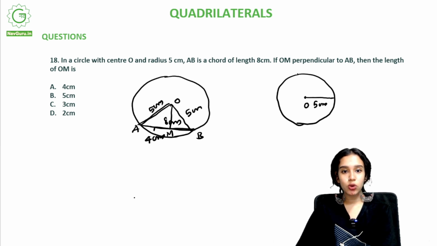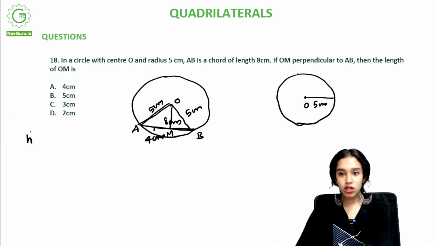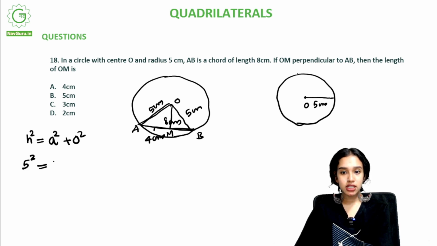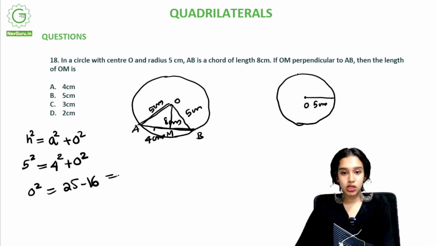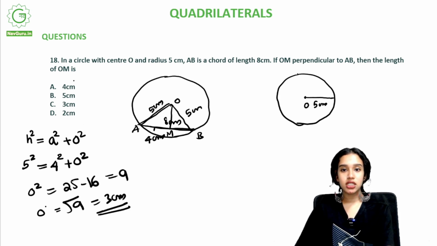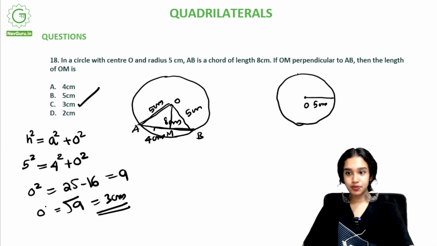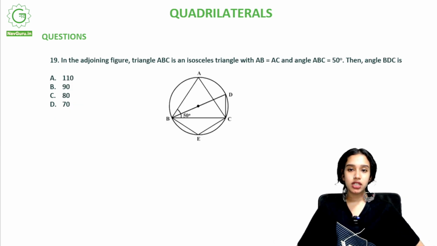Now we have to find OM. So hypotenuse square according to the Pythagoras theorem is equal to adjacent side square plus opposite side square, right? So here hypotenuse square, 5 square, is equal to adjacent side square, 4 square, plus opposite side square. We have to find the opposite side square here. So we have 25 minus 16, which is equal to 9. So the opposite side is equal to root of 9, which gives us 3 cm. So the answer for this question is 3 cm. Now let's move on to the next question.